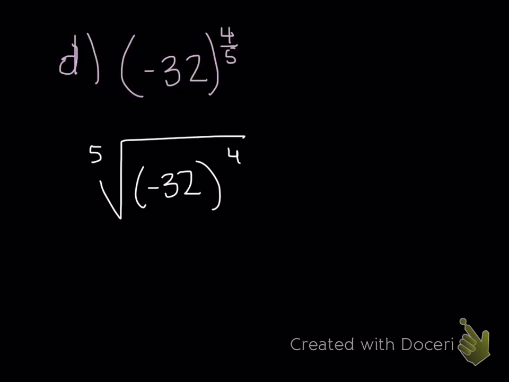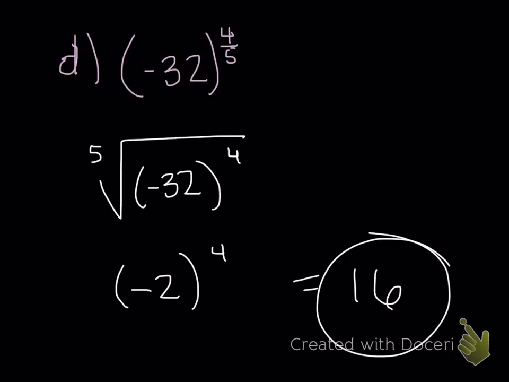So I will show you how to do this with a calculator, but in the event that you don't have a calculator, you can just kind of take a moment and think. So the 5th root of negative 32, I would think, okay, what same value could I multiply together 5 times and get negative 32? So that answer is going to be a negative 2. So negative 2 times negative 2 times negative 2 times negative 2 times negative 2 is negative 32. So the result of taking the 5th root of negative 32 is negative 2, but I still have to raise this to the 4th power, which would be a positive 16. And that's our final answer.